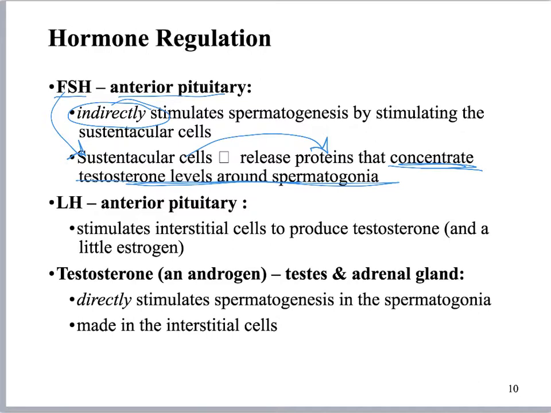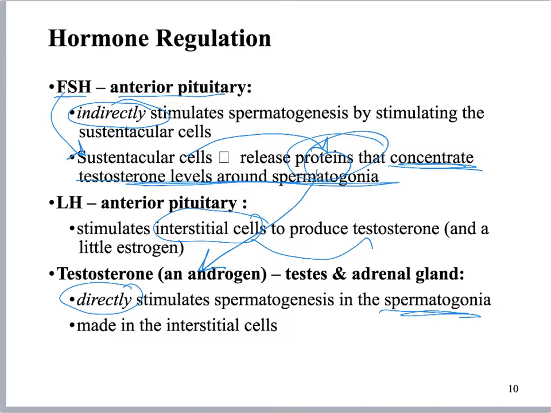okay? And then the luteinizing hormone is coming from the pituitary, going to the interstitial cells and telling them to synthesize testosterone. And then the testosterone, in response to this, will go and surround the spermatogonia and directly stimulate spermatogenesis. Okay? All right, so that's the end of this particular slideshow. So you can stop here and move on to the next thing.